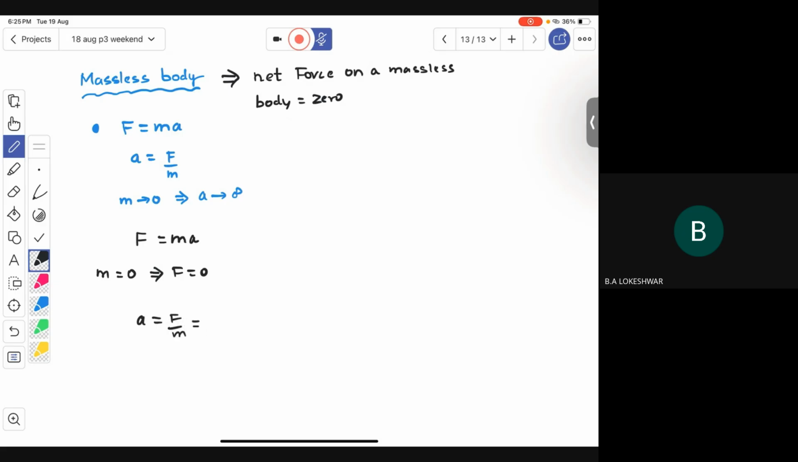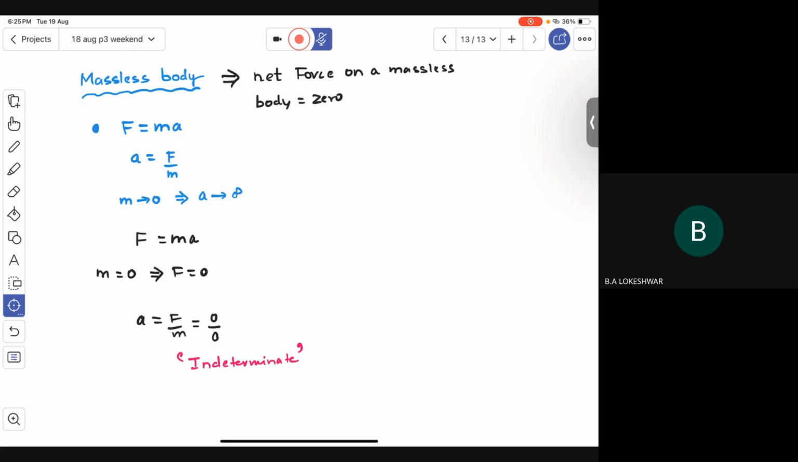Then you will ask, okay, a will be F by m. If I consider force 0 and mass also 0, then acceleration will come 0 by 0. It's even weirder than infinity. But it is good. Why is it good? This thing is called an indeterminate form in maths. Indeterminate form means maths is telling you politely that this method is not going to work to find the acceleration. It means I don't have an answer at all.